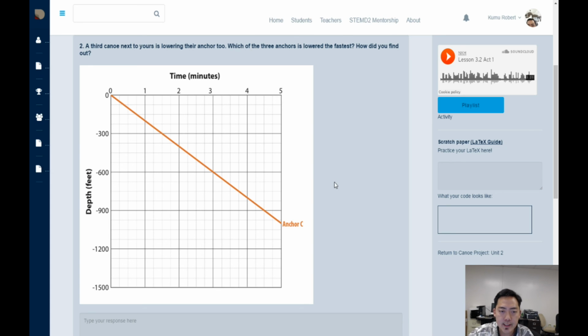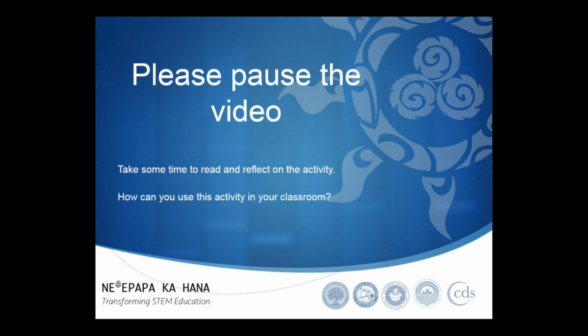So it's a pretty straightforward activity, but we really like it because it makes use of a negative slope, which we don't see too often in the Go Math book. Okay, that's it. Please go ahead and pause, review, and reflect on this activity, and let us know what you think.